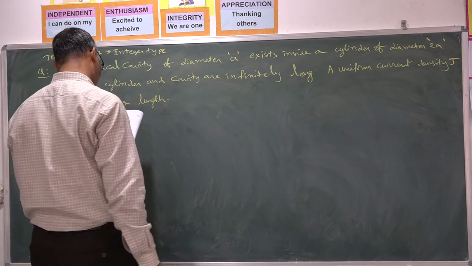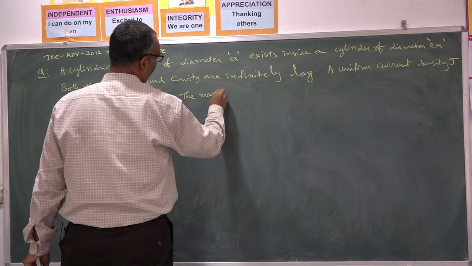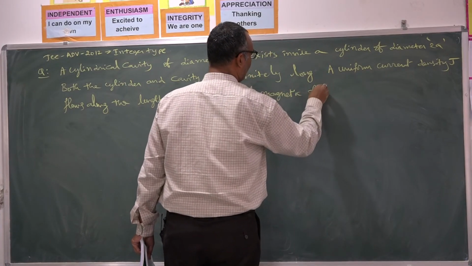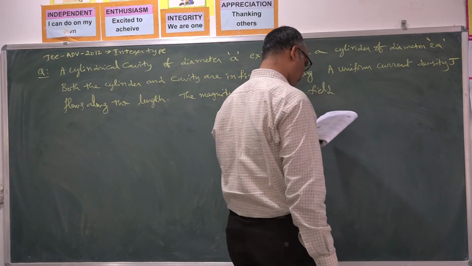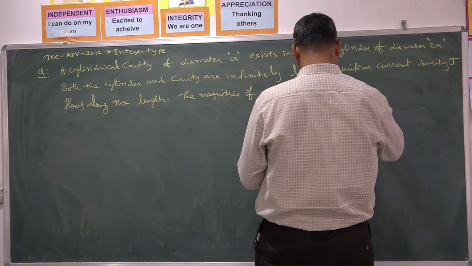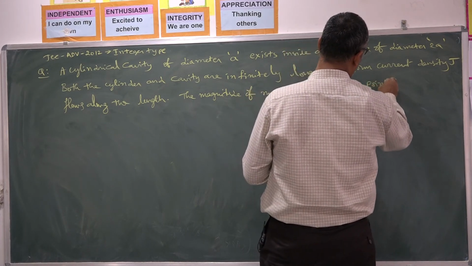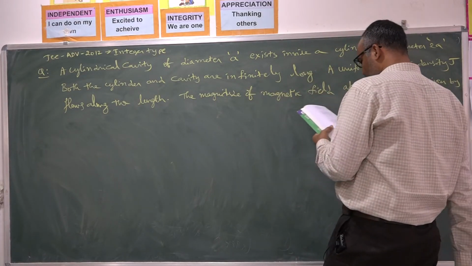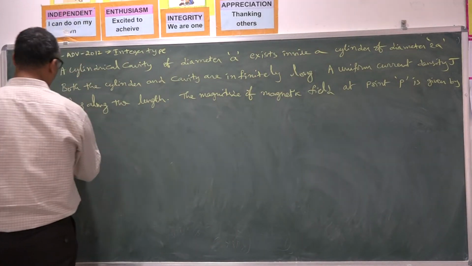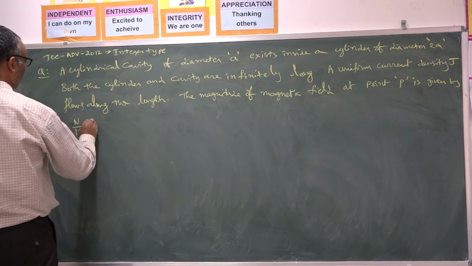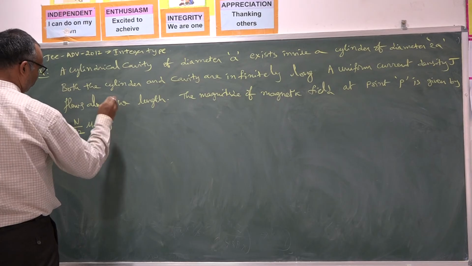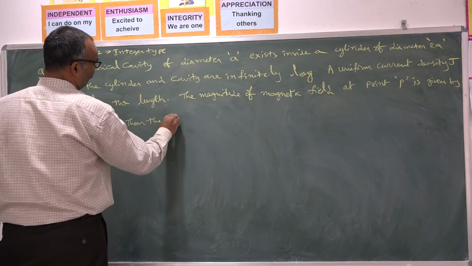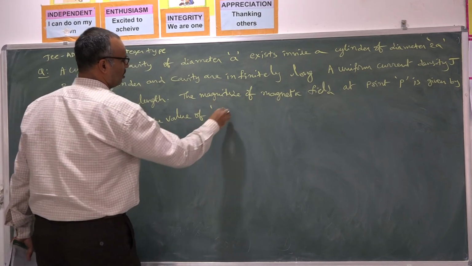The magnitude of magnetic field at point P is given by n by 12 mu naught A J. Then the value of n is? This is the question.